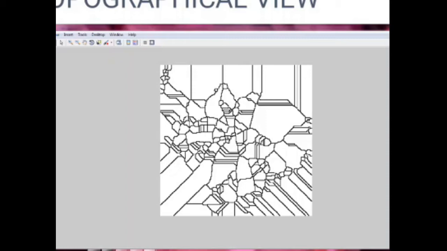At the end of this process, where the water can join, the dam will be visible from above. Okay, so when the dam is constructed, you can find a region called the regional minimum.